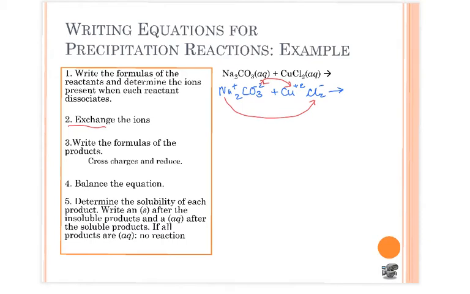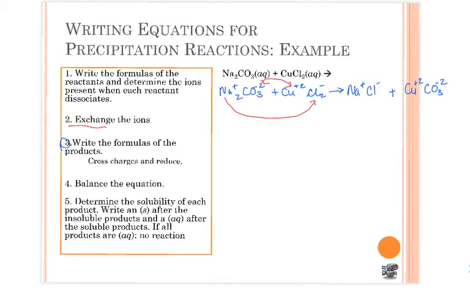the sodium going with the chlorine, okay, and then we have the copper. Don't forget that you have to write the metal before the non-metal. So the copper, positive 2, will go with our carbonate, polyatomic ion. Okay, now we're going to go to step 3 and cross the charges and reduce.